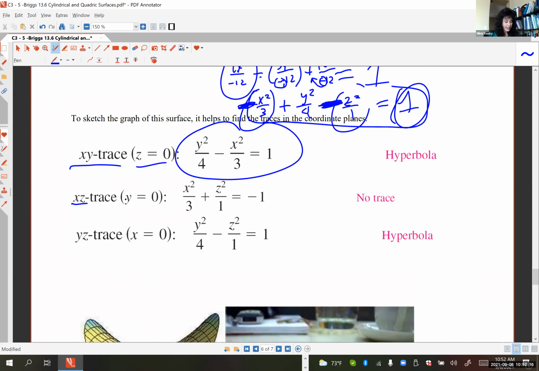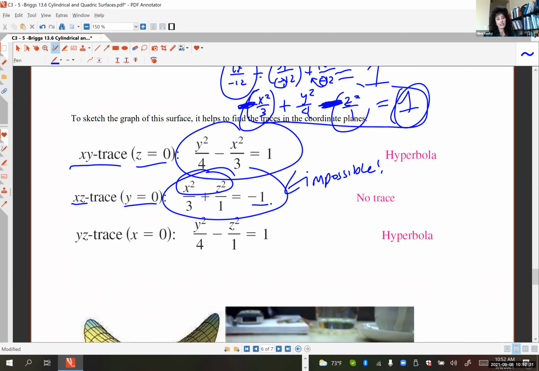If you look at the XZ trace and you set y equal to 0, you get that equation. But this equation is impossible. Why is it impossible? You can't get the sum of 2 squared terms equal to a negative number. That just can't happen. So you don't have a trace. It never intersects the XZ plane. Oh, okay, good, fine, you're done.